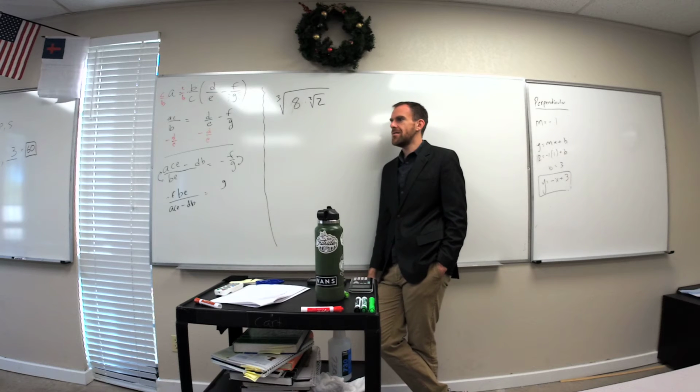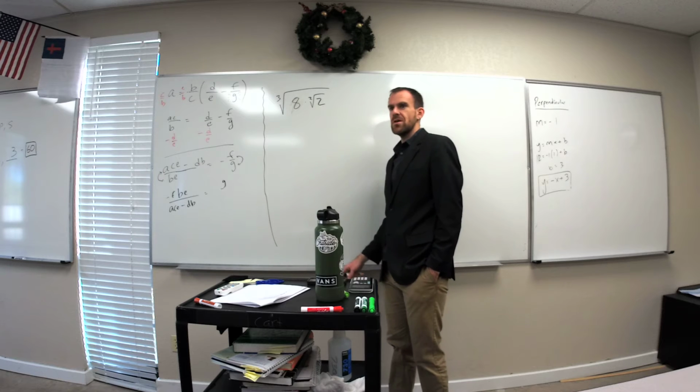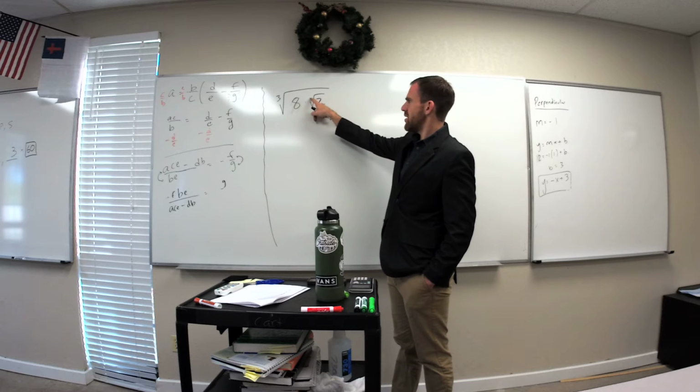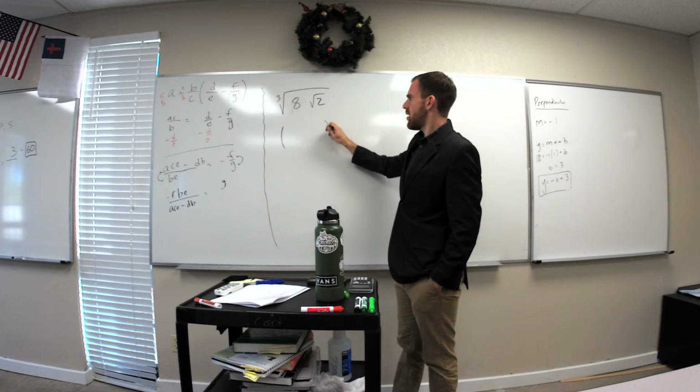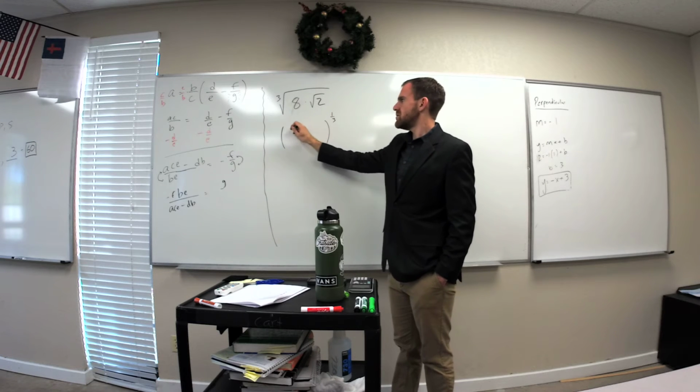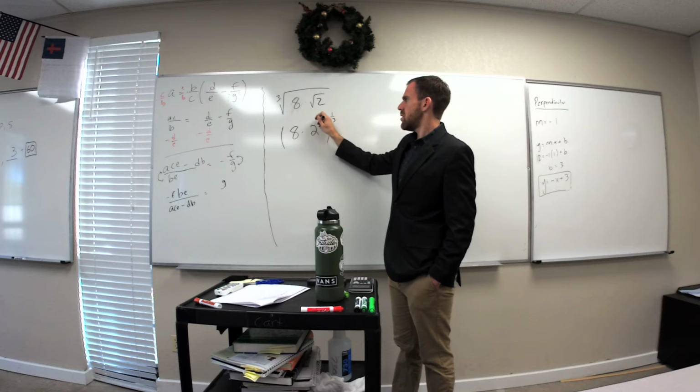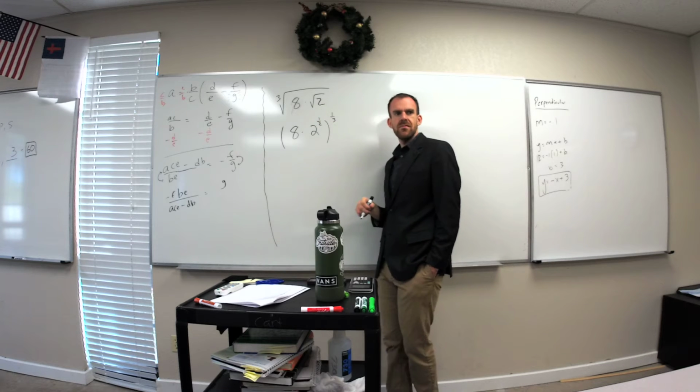First step. Make the square roots into half exponents and put it in parentheses. Okay, so square root becomes a 1/2 power. Cubed root becomes a 1/3.